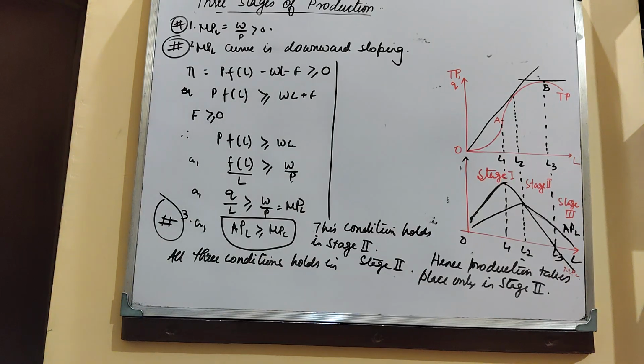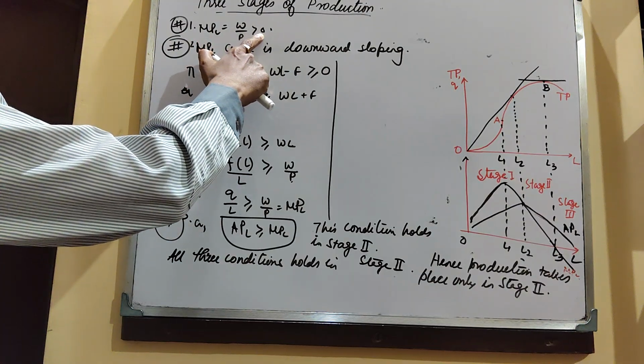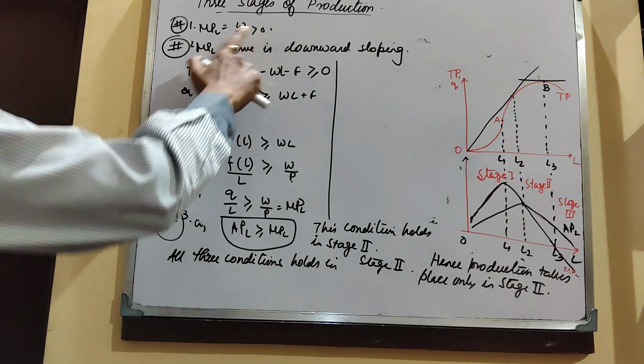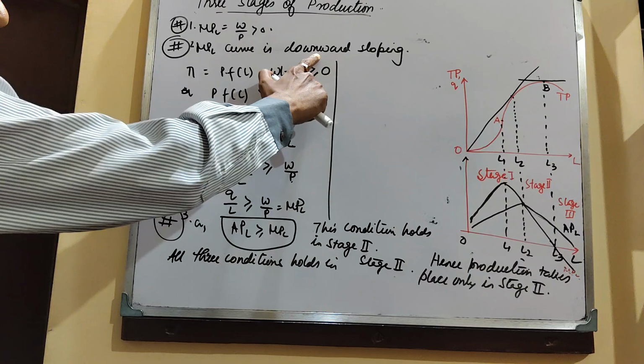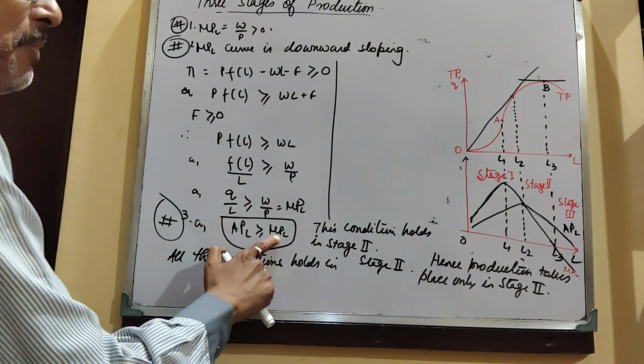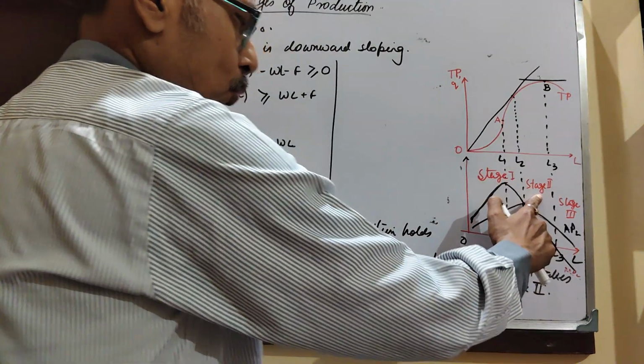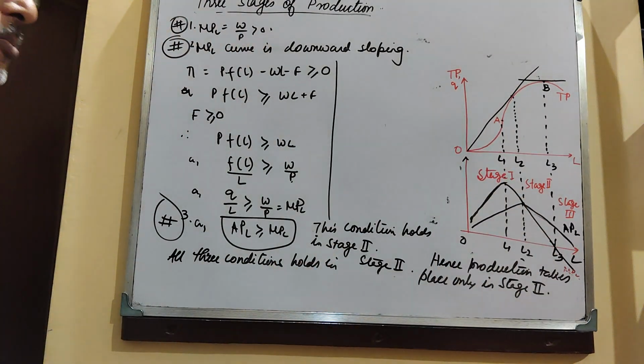The short-run profit maximizing condition states that MPL should be positive, the MPL curve should be downward sloping, and APL should be greater than or equal to MPL. All three conditions hold only in stage 2. Hence production will take place only in stage 2.